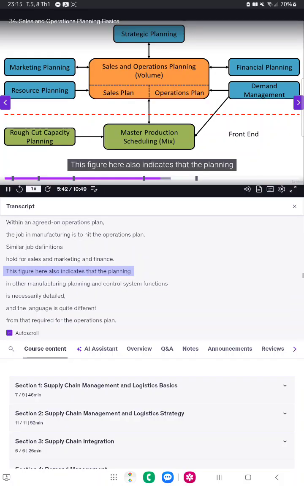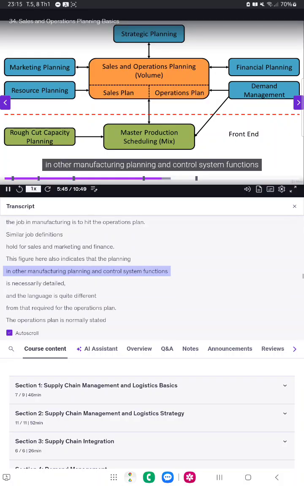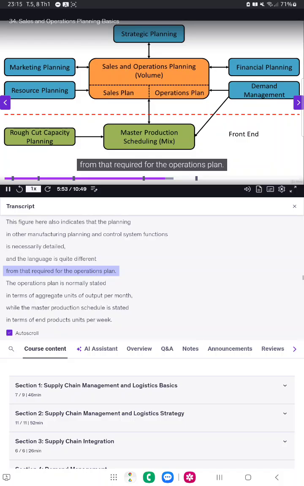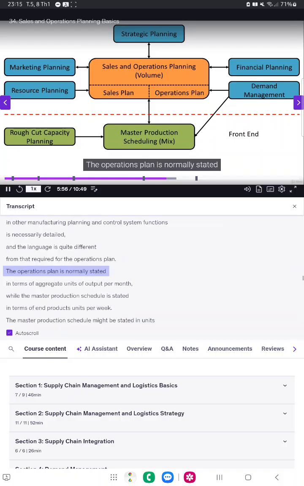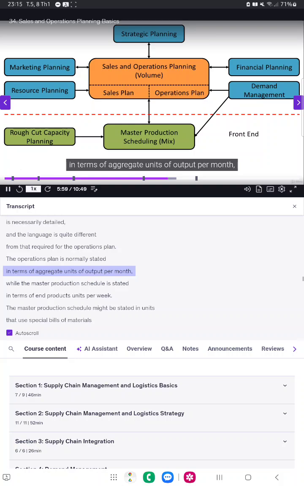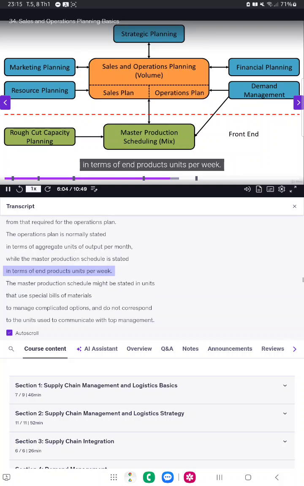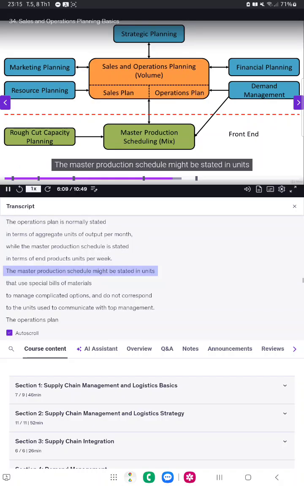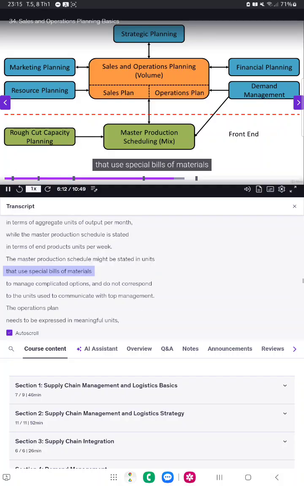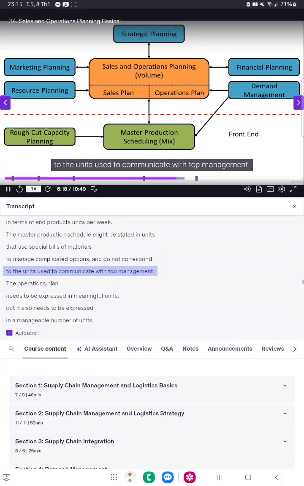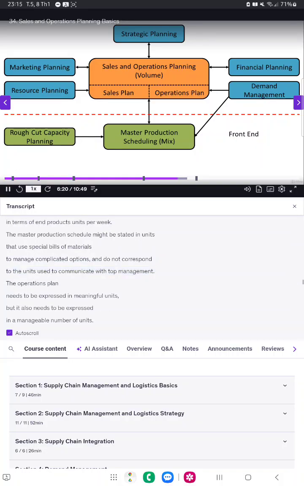This figure here also indicates that the planning in other manufacturing planning and control system functions is necessarily detailed, and the language is quite different from that required for the operations plan. The operations plan is normally stated in terms of aggregate units of output per month, while the master production schedule is stated in terms of end product units per week. The master production schedule might be stated in units that use special bills of materials to manage complicated options and do not correspond to the units used to communicate with top management.